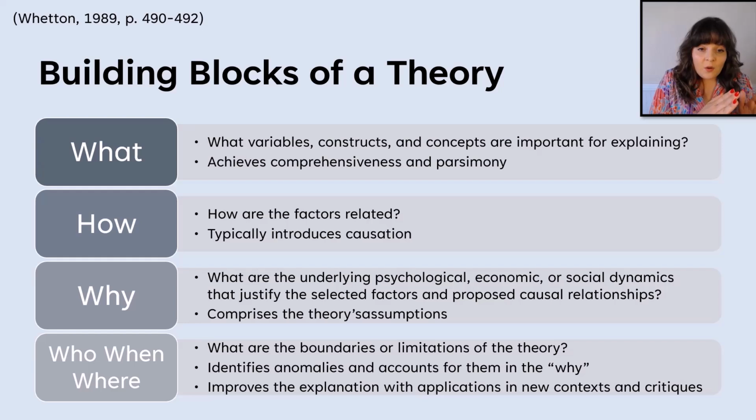With the what, we're looking at the variables, the constructs, the concepts that are important for explaining this phenomenon. When we look at the how, we're interested in how those factors are related. Usually with how, we're introducing causation. So we're theorizing that this one thing causes the other thing.